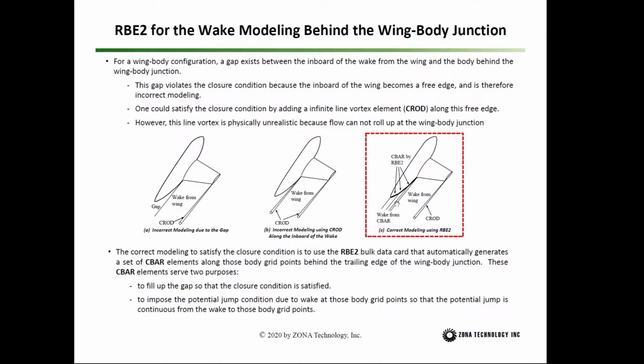C-bars. And the potential difference between those wake surfaces, so you can impose the potential jump condition due to the wake at those body grids, so that the potential jump is continuous from the wake to those body grids. So you have a potential jump due to the wake from the wing. You have the potential jump due to the wake from the C-bar, and those potential jumps are continuous.